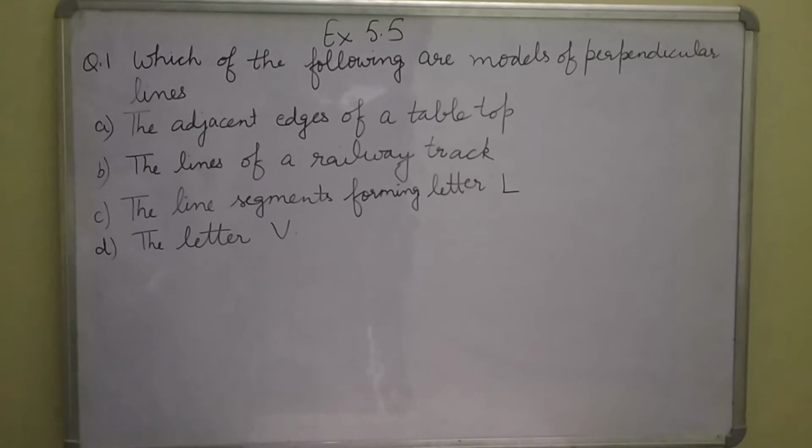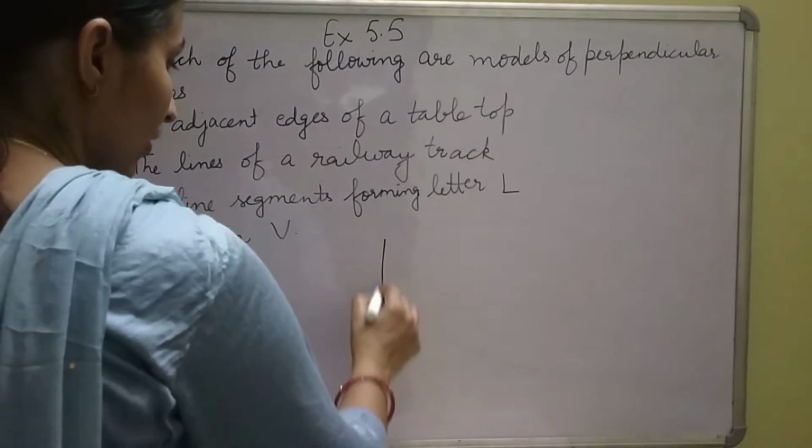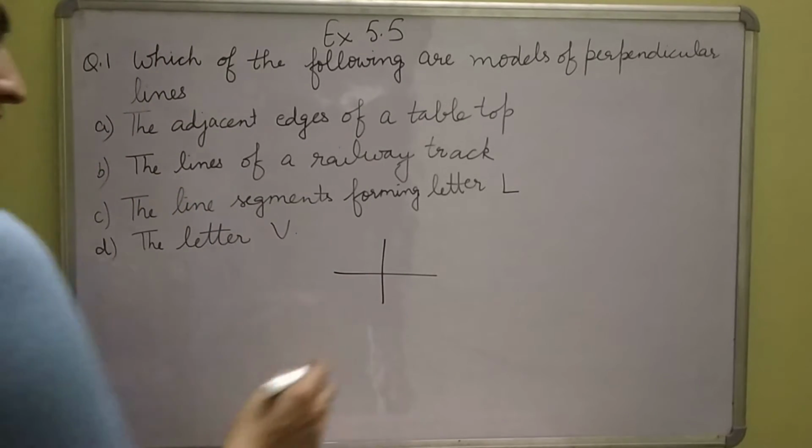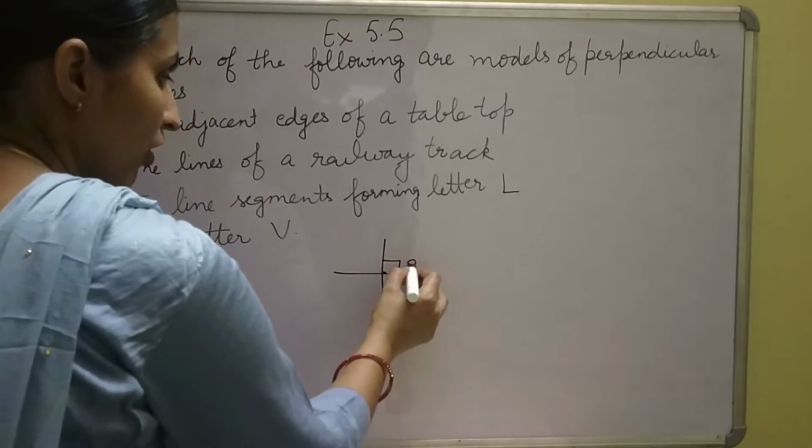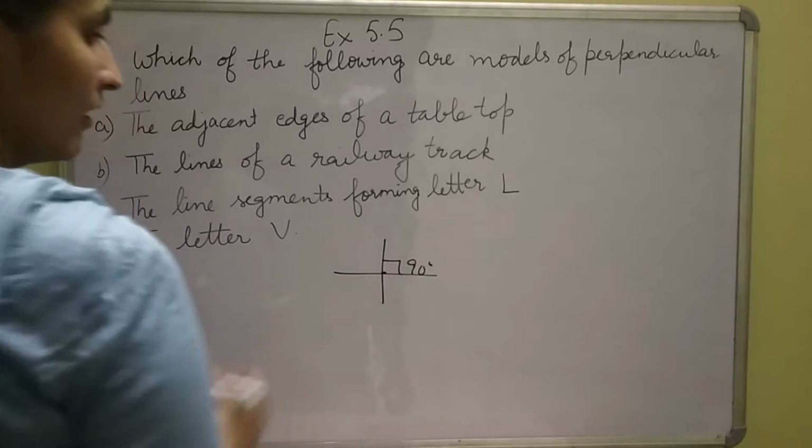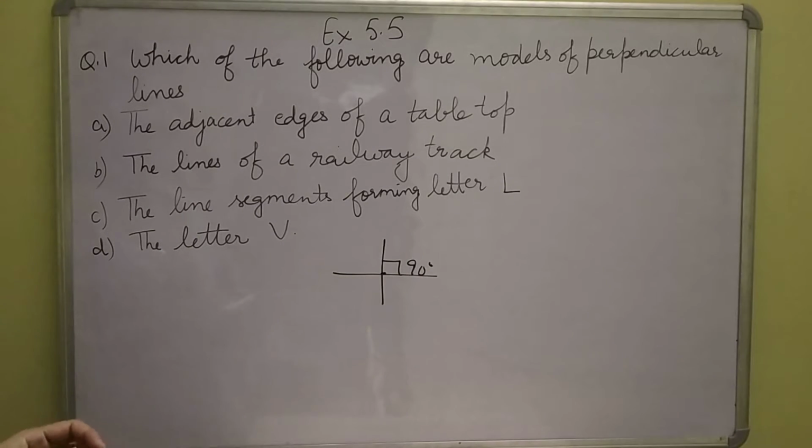In this video, we are going to discuss the questions of exercise 5.5. The first question is, which of the following are models of perpendicular lines? We have learnt in the previous video what we mean by perpendicular lines. Perpendicular lines are lines which intersect each other and form an angle of 90 degrees. Then those lines will be termed as perpendicular lines.